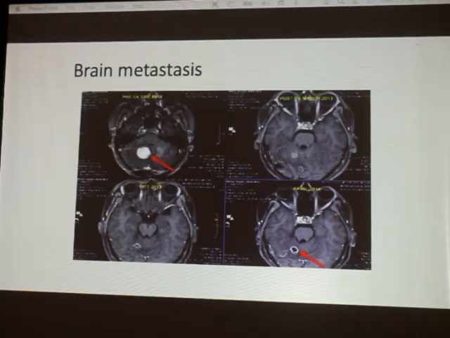Another common indication nowadays for radiosurgery is brain metastasis, which is the most common indication nowadays for radiosurgery, in which you can focally treat the brain metastases, maybe up to 5 or 10, and you can spare the hippocampus and the rest of the brain. So the cognition of the patient remains intact post-treatment.